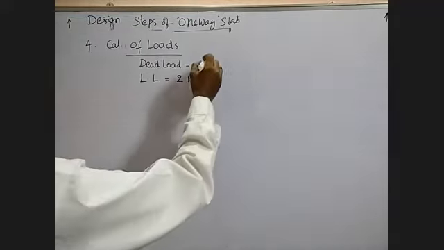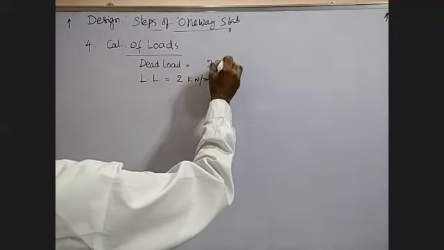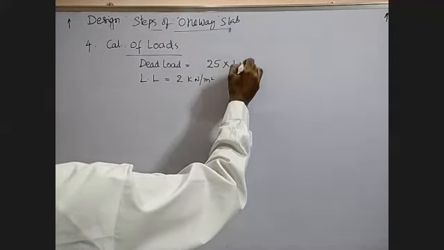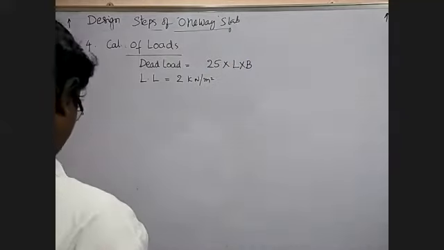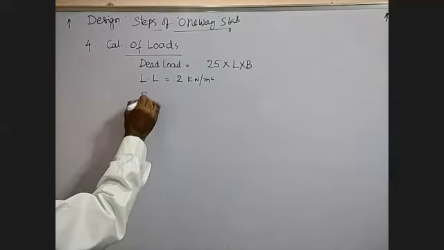Dead load is equal to the unit weight of concrete, 25, into L into B into thickness. Then the floor finish.